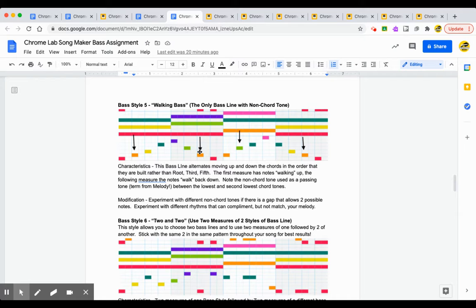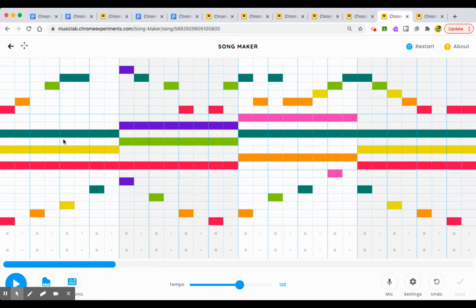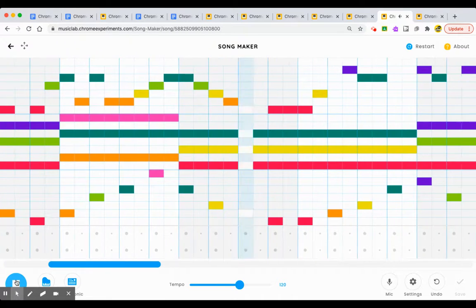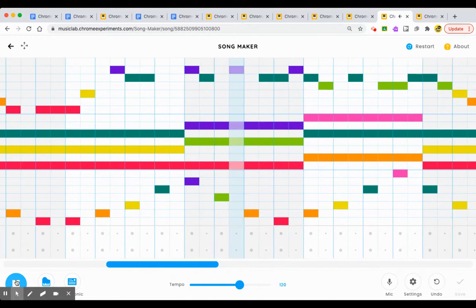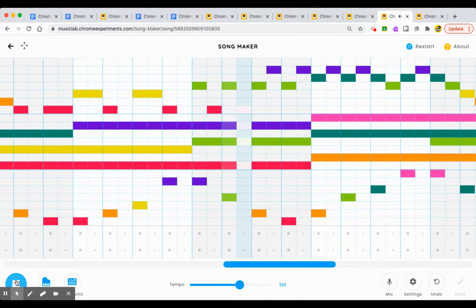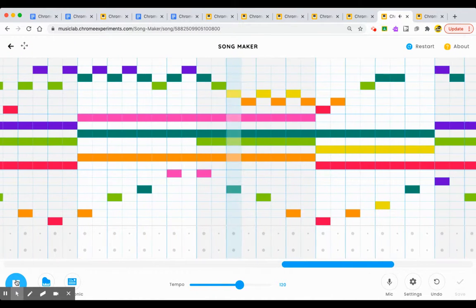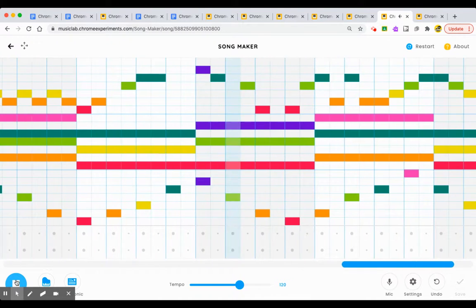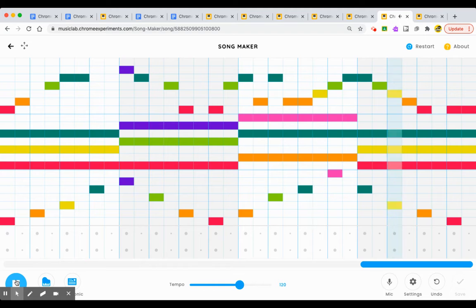You could also experiment with changing the rhythm around a little bit rather than using quarter notes on the beat like I have here. This is going to have a little bit of a jazz feel to it because walking bass lines are a characteristic of, in particular, blues and swing, which are genres of jazz. And that's my walking bass line.